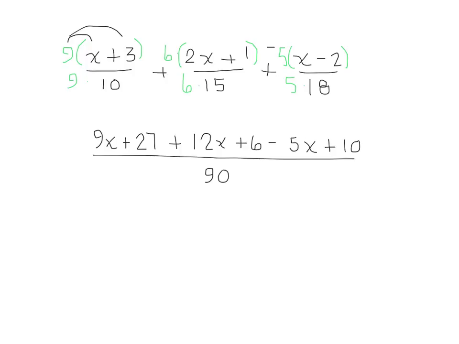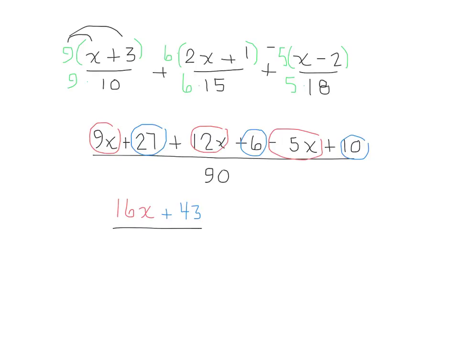So now let's put together our like terms. I've got 9x and 12x add up to 21x, minus 5x gives me 16x. My constants, things without x's, are also like terms. 27 plus 6 is 33, plus 10 is 43. All over my common denominator of 90.